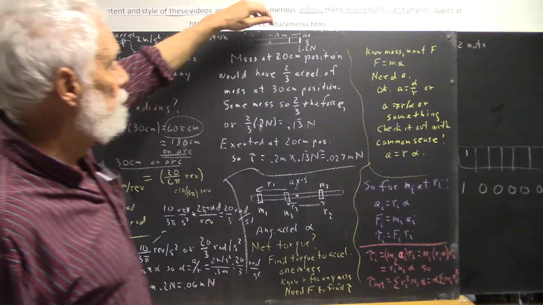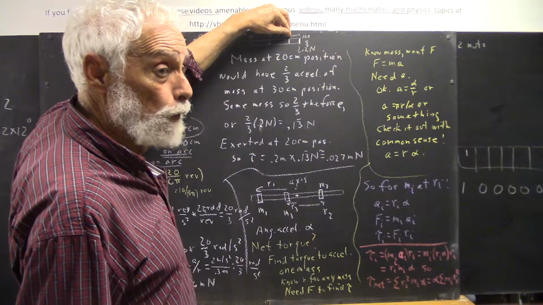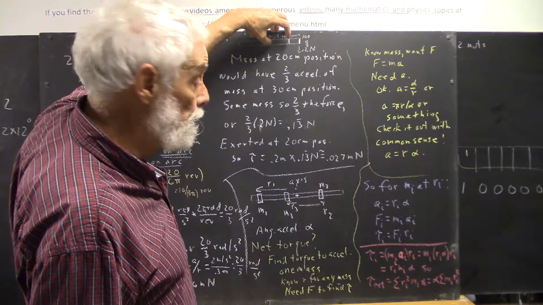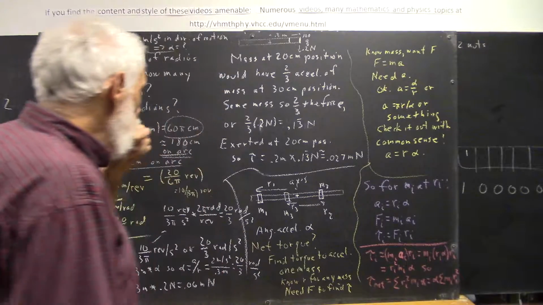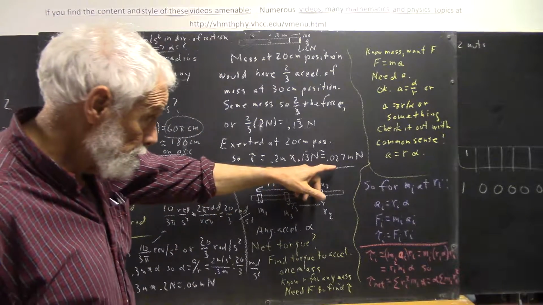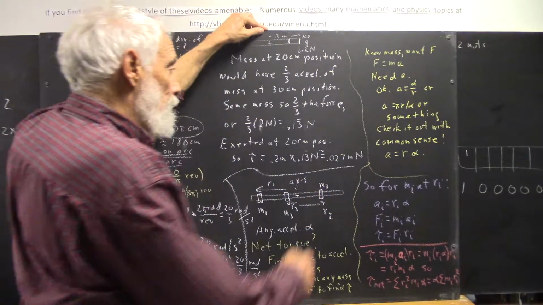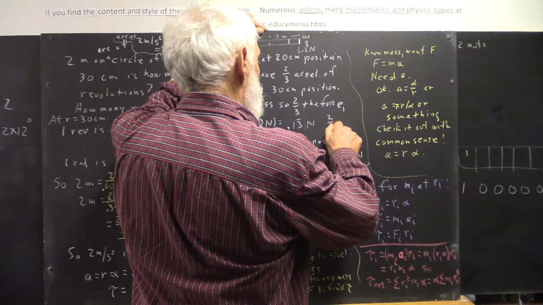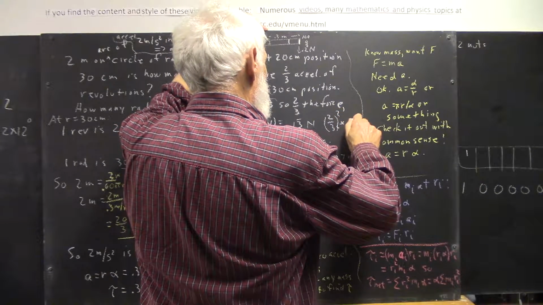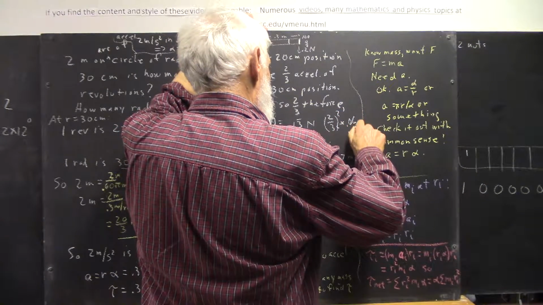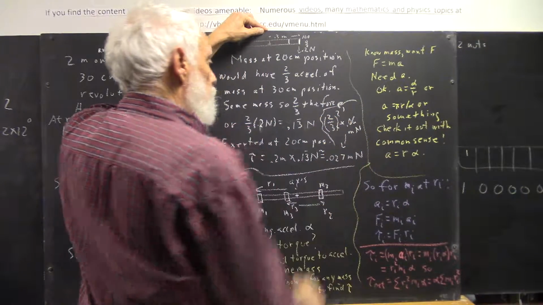So if we have the same mass here, it only takes 2/3 the force, but it's exerted at 2/3 the distance, so you end up with 2/3 the force multiplied by 2/3 the distance. That is 2/3 squared times 0.06 meter newtons, giving you this.